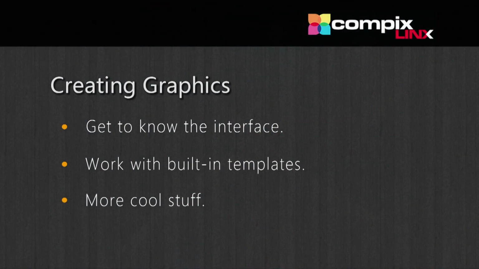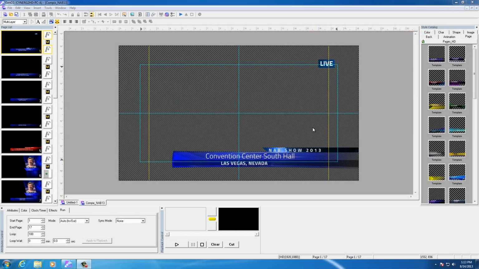Let's now get to know the interface of the Compix Linx CG product. Now, the Compix Linx CG uses GenCG for creating and playing out your graphics. This is the GenCG interface. To the left is your page list. This is where you would generate your sequence of pages to play to air. In the center is your canvas.